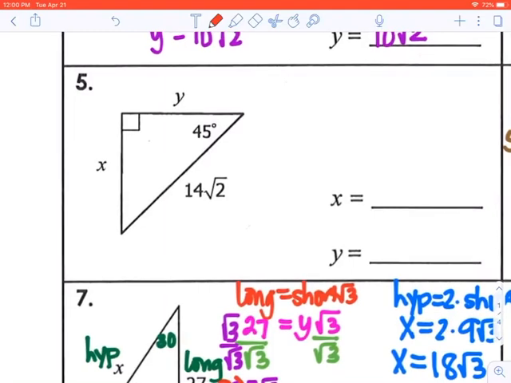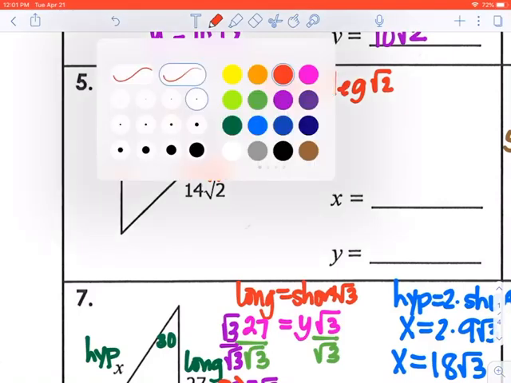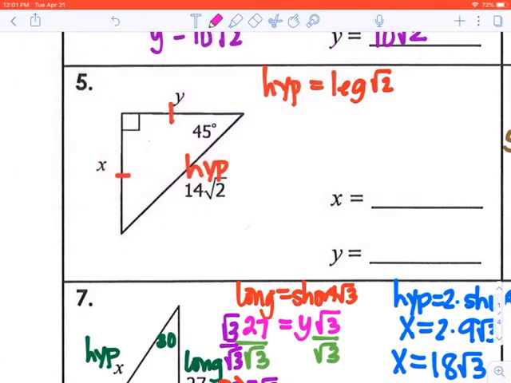Okay. So going back to number 5, we are in a 45, 45, 90. So that means x and y are the same. And this is my hypotenuse. And the formula goes, the hypotenuse is equal to the leg times the square root of 2. So let's plug in everything we know.